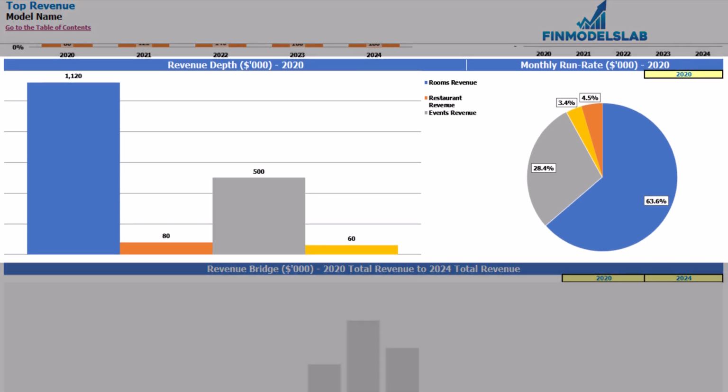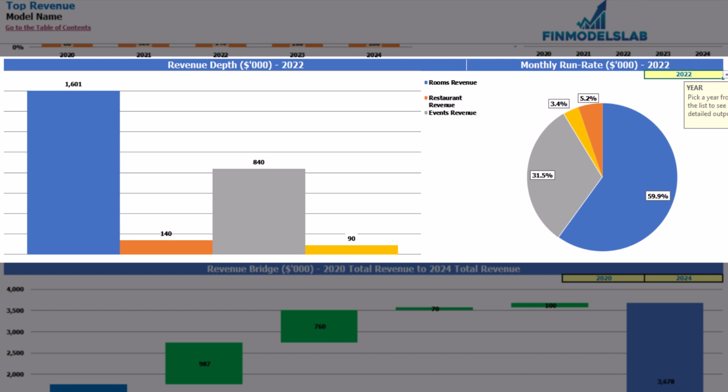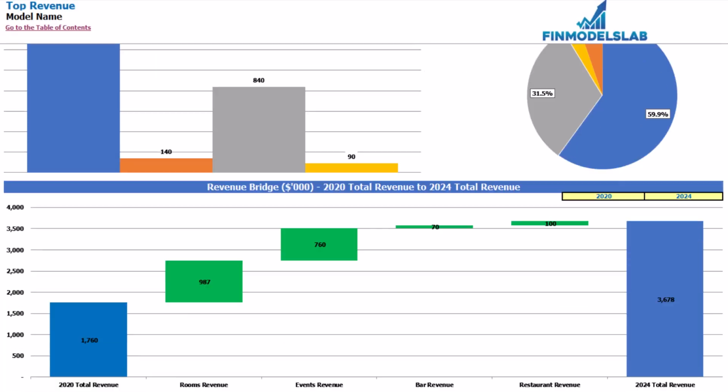On the revenue depth and monthly run rate charts, you may see the detailed ADR, which you can change here. You can see the absolute values and percentage allocation of your revenue streams.